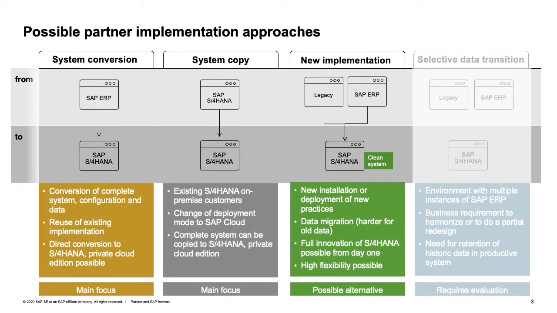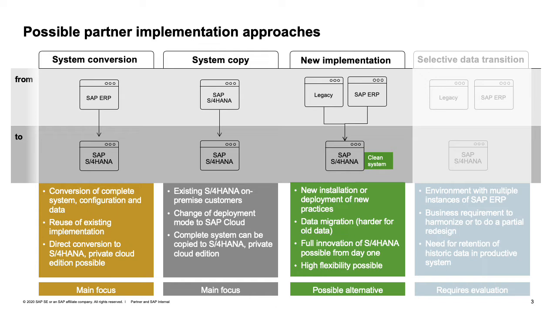The starting point of this session are the different implementation approaches that are possible and applicable for S4HANA Cloud Private Edition. Starting from the left-hand side, we have the system conversion as the first one. This approach is sometimes referred to as brownfield, and it allows a customer to convert their on-premise SAP ERP system into S4HANA Cloud Private Edition directly. This is one of the advantages of the Private Edition compared to the other S4HANA Cloud offerings, and it allows customers to maintain their full existing implementation during the conversion.